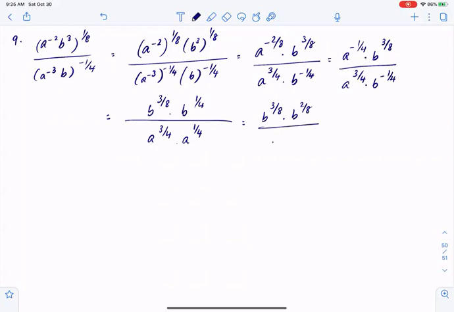In the denominator, I already have a common denominator, so I'm going to combine the numerators. So I will have b raised to 3 plus 2 over 8 over a raised to 3 plus 1 over 4. So b raised to 5 over 8 divided by a raised to 4 over 4, which is simply a.